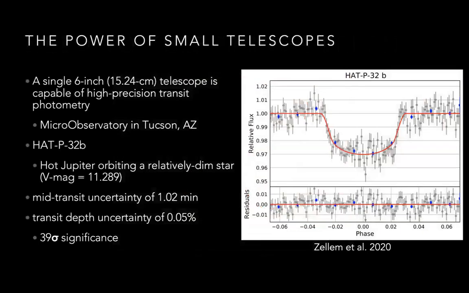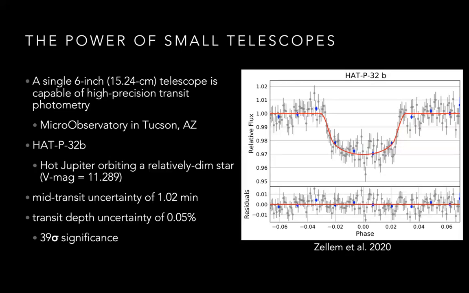So I was working on this project called the MicroObservatory and helping them out a little bit. This is a small telescope out in Tucson. It's like 6 inches across. But it's a robotic telescope that observes every single night, rain or shine. It's fully weatherproofed. And I was looking at this data of HAT-P-32, a relatively dim star, 11th magnitude, with about a 2 to 3% transit signal. And I was really blown away by the data quality.